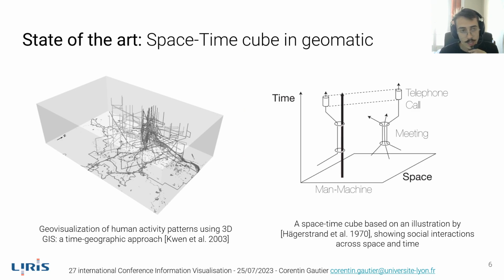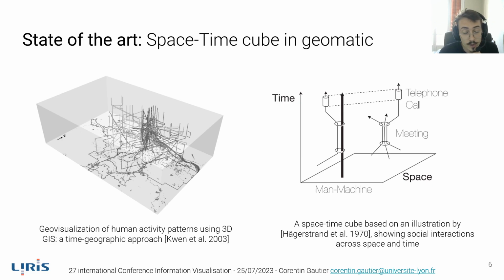After that, another way, in geomatics, they use the representation of the space-time cube to represent network data like workers' routines. The specification of the space-time cube in geomatics is that they integrate 2D data in a 3D environment where the z-axis is the time. The time is integrated on the z-axis. So in the example of Gwen and his colleagues, you can see on a metropolis where the workers go to work, but also to go to their home.